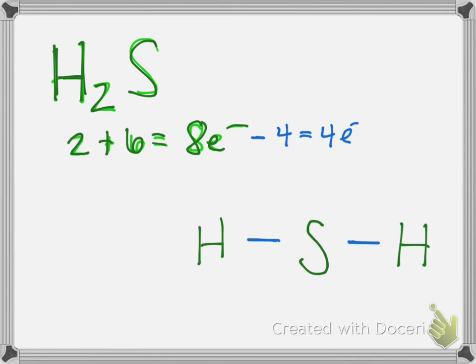So I've got 4 extra electrons, so I'm going to put 2 and 2, 2 sets of lone pairs onto sulfur, because sulfur wanted 8, but it only had 4 around it. Now it's got 2, 4, 6, and 8.